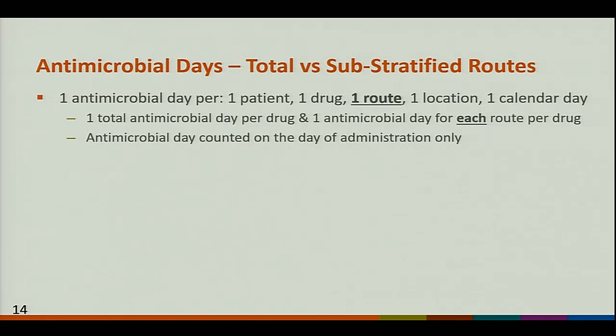Next, walking through the counting of antimicrobial days for each of our substratified routes. So very similar to counting the total antimicrobial days, to count the days per each route, you would get 1 antimicrobial day per patient, drug, route, location, and calendar day. So you can get 1 total antimicrobial day for the drug and 1 antimicrobial day for each route for that calendar day for the specific drug. So I'll illustrate that in another example here.